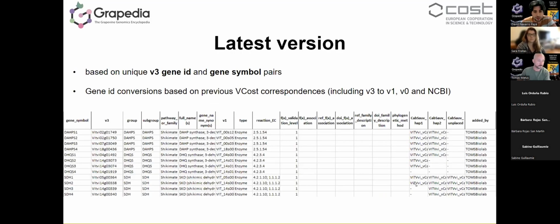In the past, the previous versions of the catalog have been based on V3 gene IDs, so the latest annotation of the 12xv2 genome, and we've got around 2,000 gene symbols so far. The gene ID conversions were based on previous correspondences that were done, but these were not exhaustive. We had conversions to V1, V0, and NCBI, but they didn't contemplate, for example, V4 or 8X.